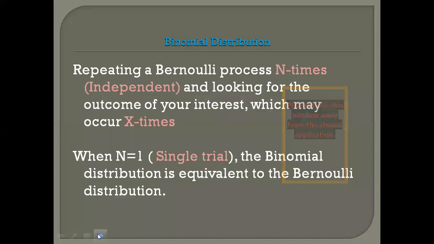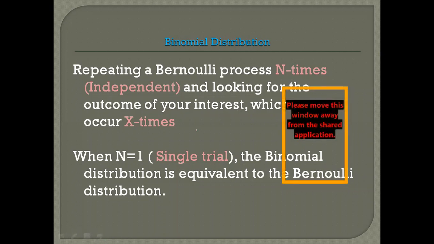Okay, I got 7 heads out of the 10. So you are repeating a Bernoulli process n times, and then you are looking at how many times your desired output came, right? And that's called a binomial distribution. So binomial distribution is nothing but performing or repeating your Bernoulli process n times, right?